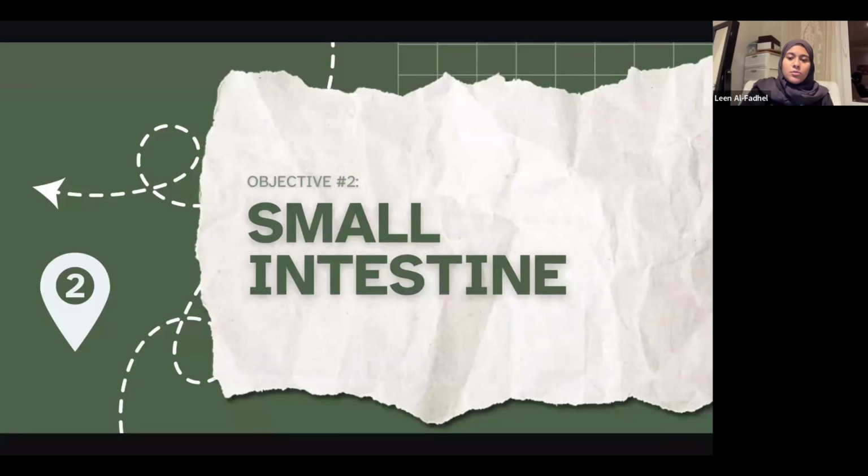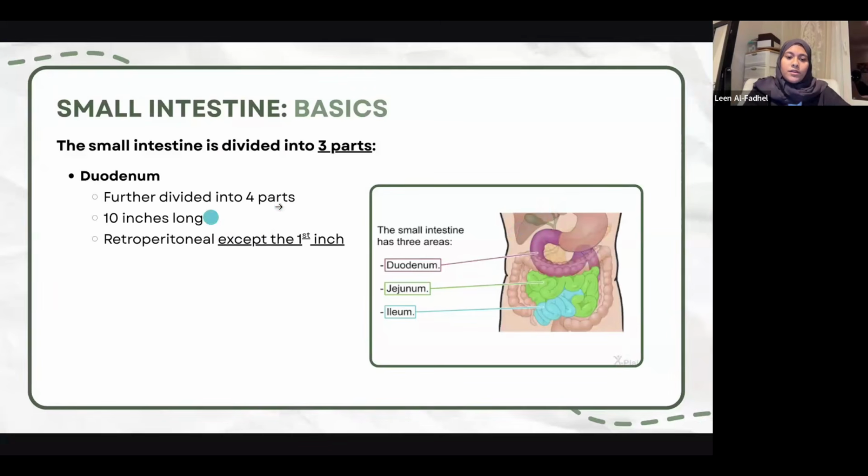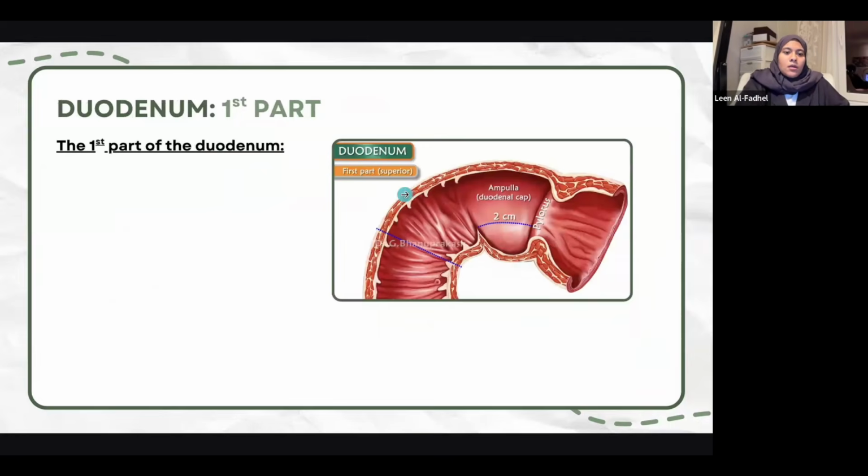Let's go into the small intestine. Now, the small intestine is divided into three parts. You have the duodenum, which is further divided into four parts, as we talked before. It is 10 inches long and it is retroperitoneal, except the first inch. Okay? And I'll mention that even more further. It also consists of the jejunum and the ileum.